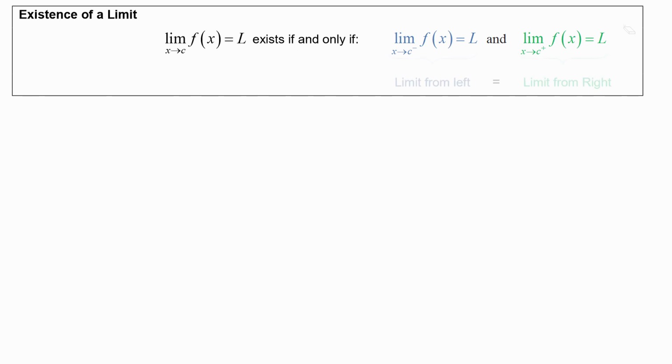Another way we can say that is that the limit from the left has to equal the limit from the right. As long as the limit coming in from the left approaches the same value as the limit coming in from the right, then we say this two-sided limit exists and is equal to that value. So this notation, limit as x approaches c, automatically means coming from both sides, left and right.